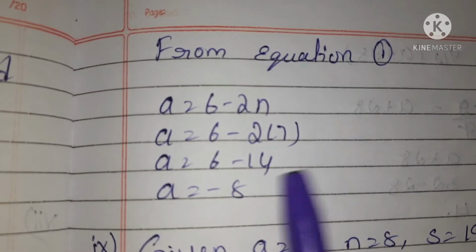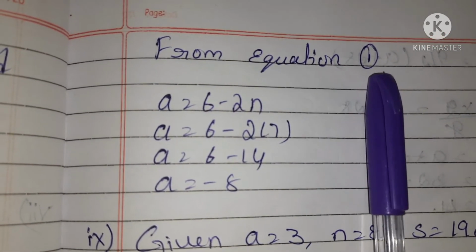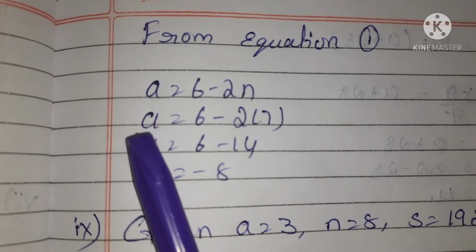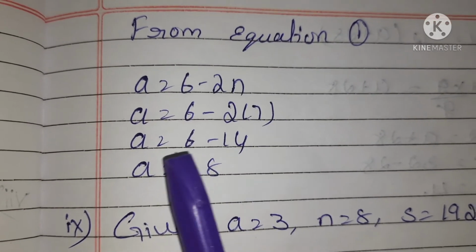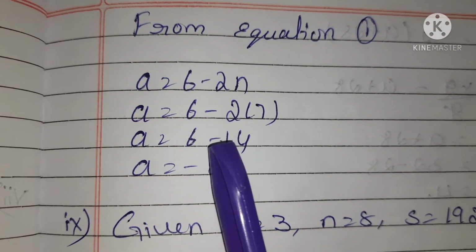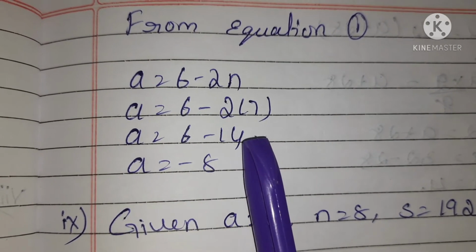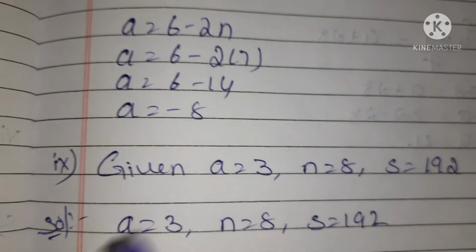Now N is equal to 7. Now that value you substitute in equation 1. A is equal to 6 minus 2N. A is equal to 6 minus 2 into N value is 7. A is equal to 6 minus 2 sevens are 14. A is equal to minus 14 plus 6 is minus 8. Now next problem.